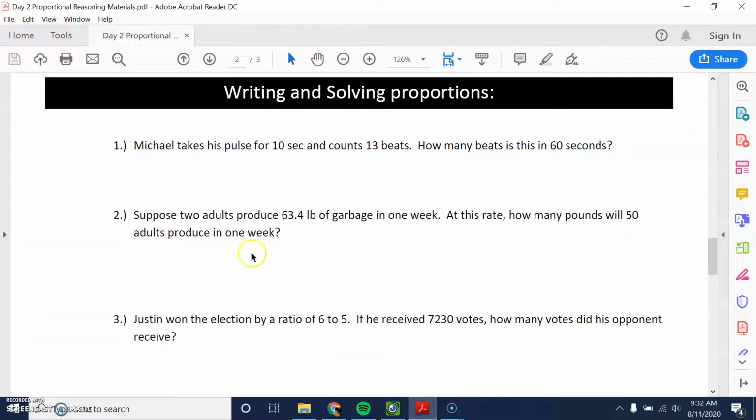Let's try another one. Suppose 2 adults, following as I read, produce 63.4 pounds of garbage in 1 week. At this rate, how many pounds will 50 adults produce in 1 week? So you have a bunch of numbers here. You have 2, 63.4, and then 1. Well, the 1 week doesn't really matter because I think this is the ratio. 2 adults produce this amount of garbage. So how many pounds will 50 adults produce? Oh, that's a lot of garbage.